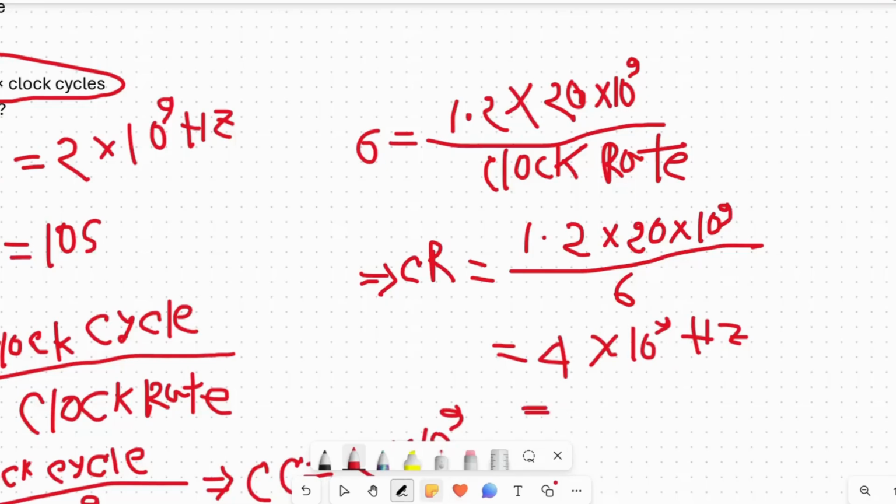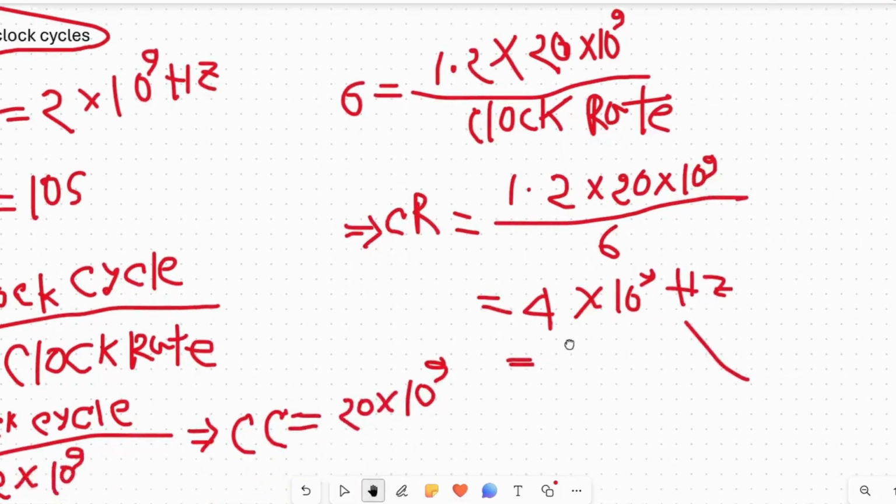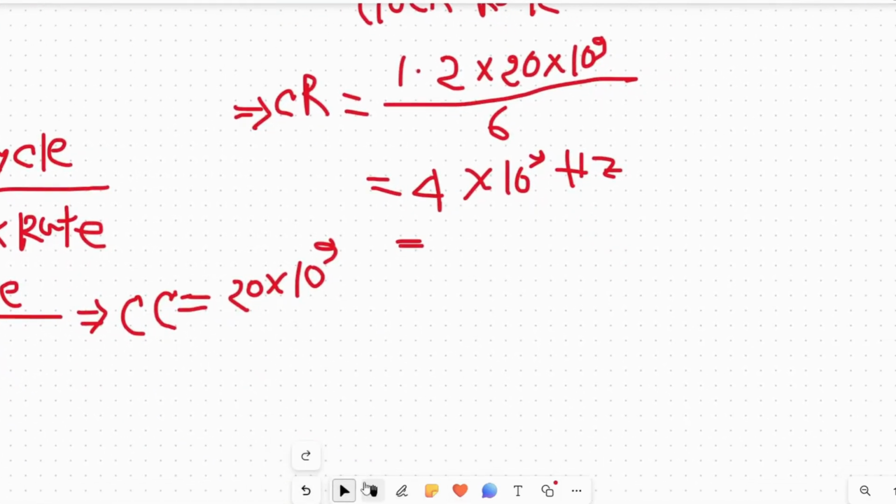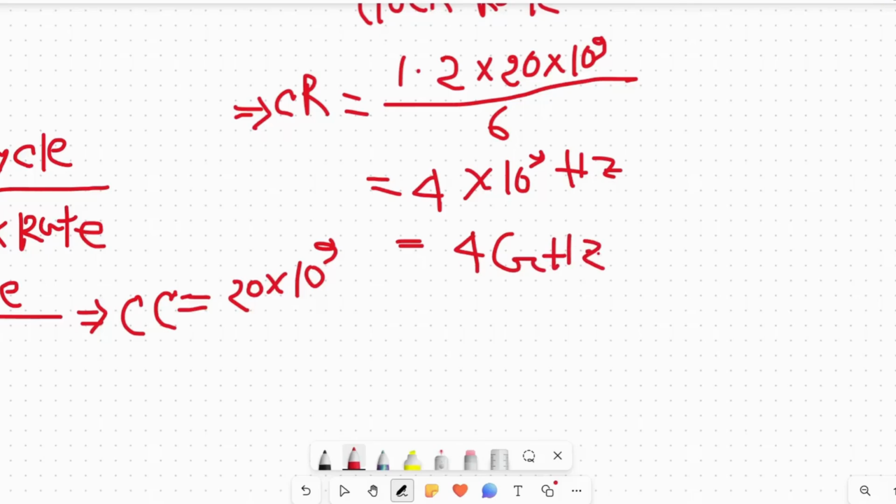So we can also write this as 4 gigahertz. This is our required value and this is our answer.